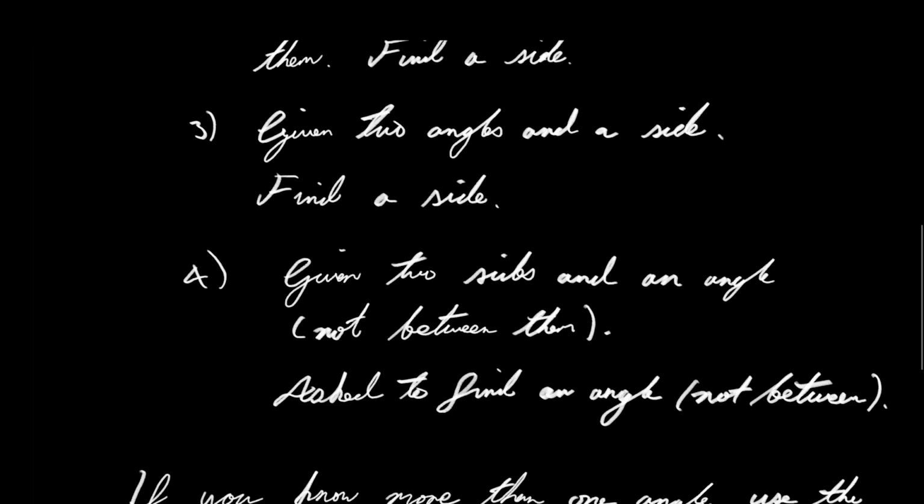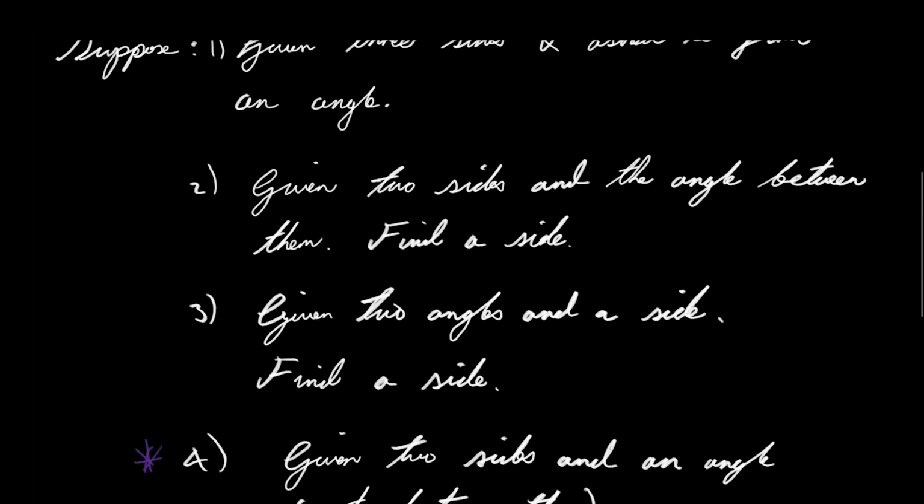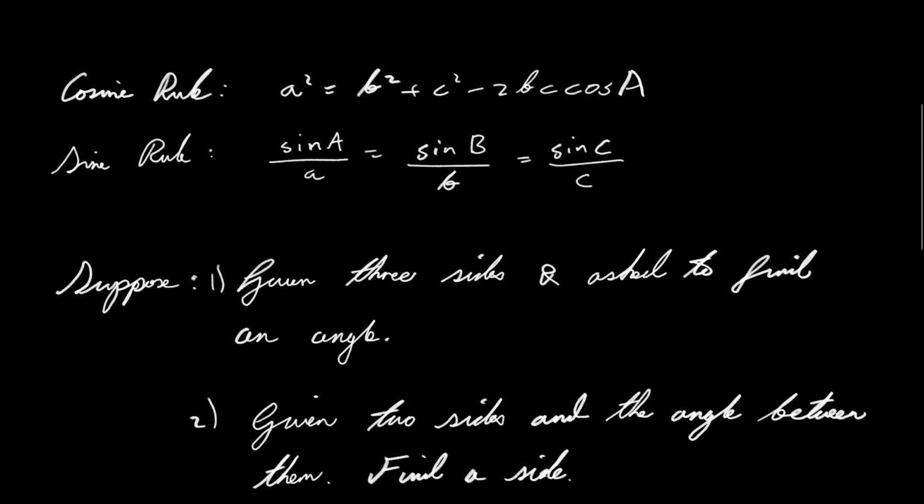And now let's take a look at case 4. Okay, in case 4, we're given two sides and an angle that's not between them, and we're asked to find an angle not between them. Okay, so this is actually the ambiguous case. All right, so let's cross out what we would know.